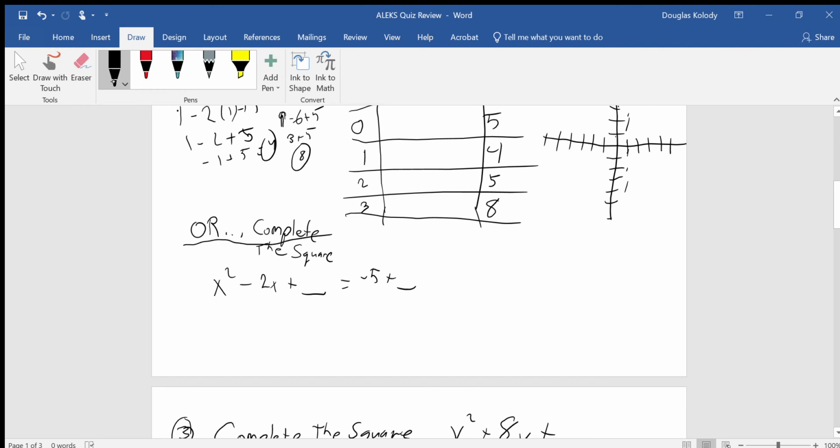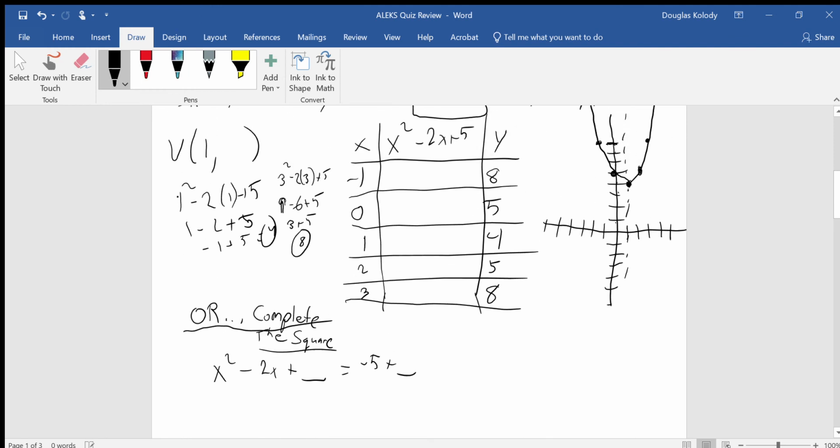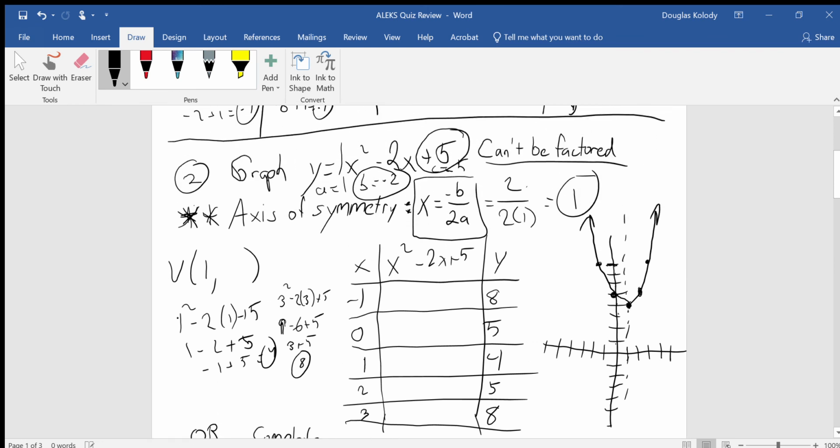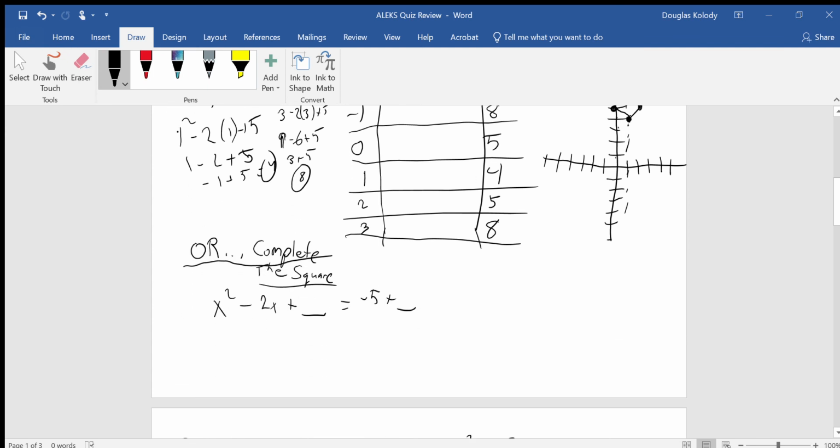Or you could have completed the square. So here's the equation. Look what I did. I took the 5, the plus 5, and I subtracted it to the other side of the equation. Then let's complete the square. Let's take half of negative 2, get negative 1, and then square it. Negative 1 squared is 1, so just add 1 to both sides, add 1 to both sides.